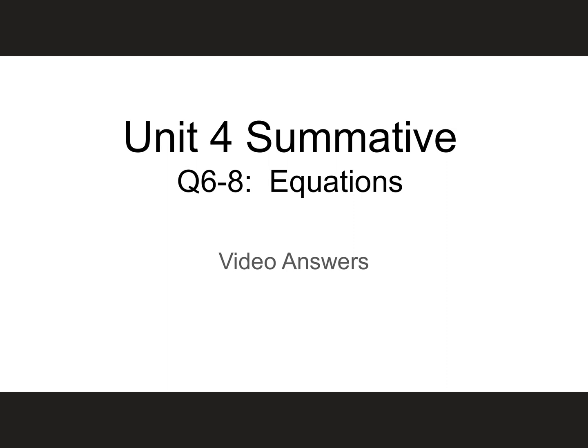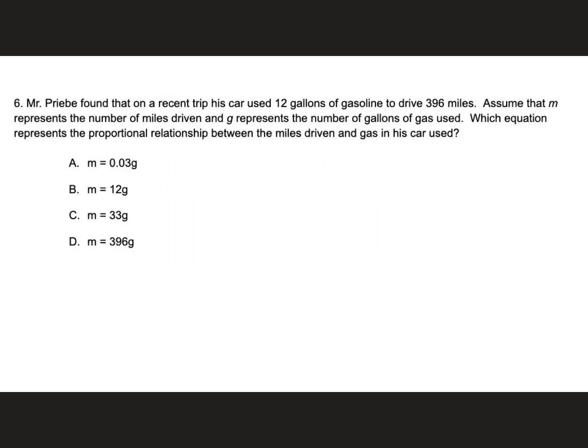Okay, this is Unit 4 Summative Answers. This is questions 6 through 8 where we looked at equations. Mr. Preeby found out that on a recent trip his car used 12 gallons of gasoline to drive 396 miles. Assume that M represents the number of miles driven and G represents the number of gallons used. Which equation represents the proportional relationship?